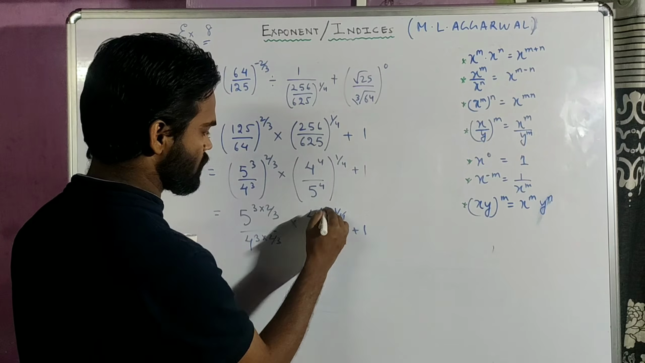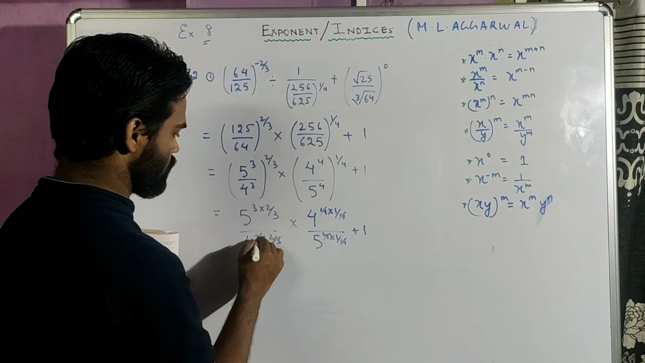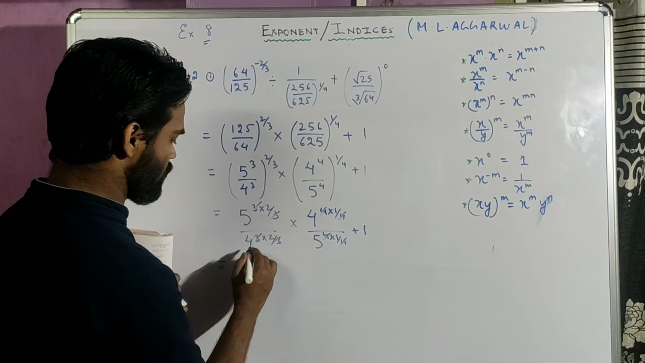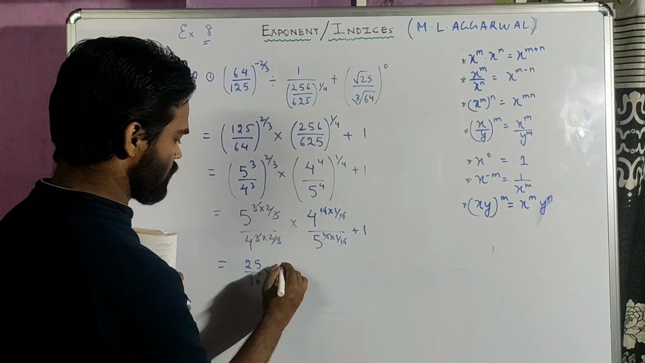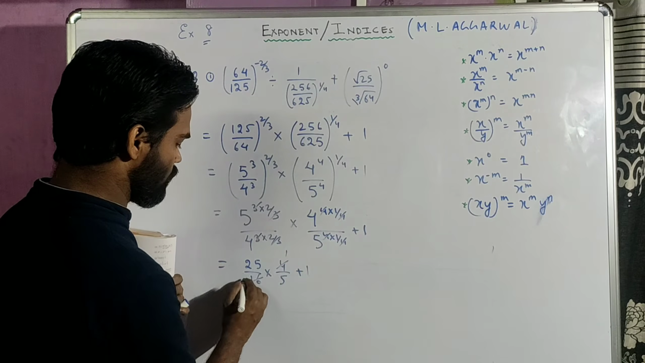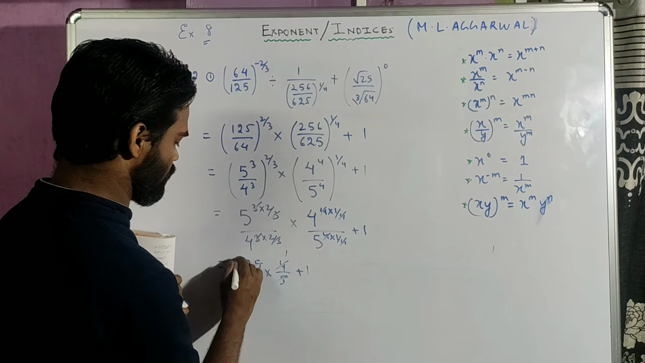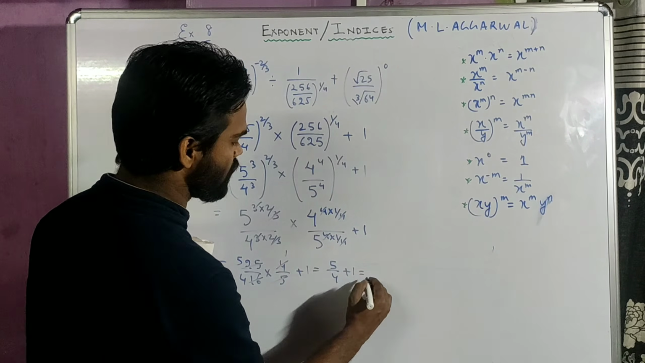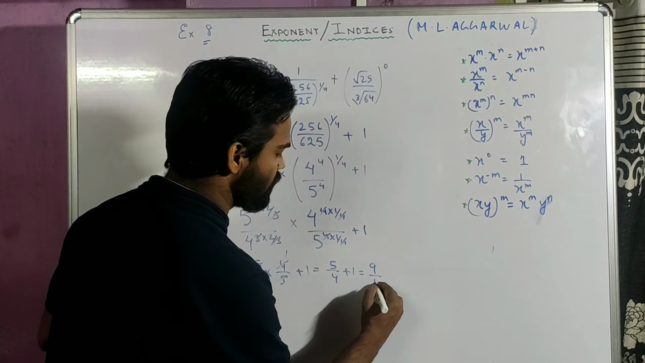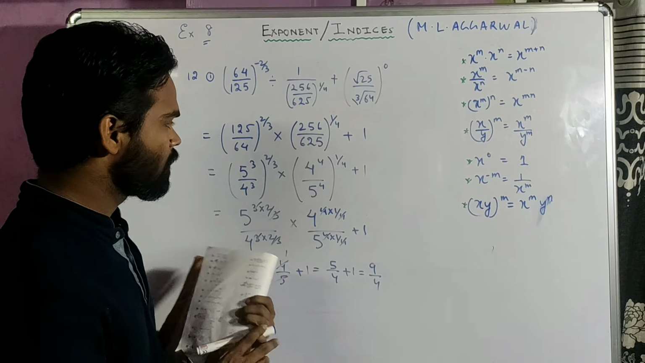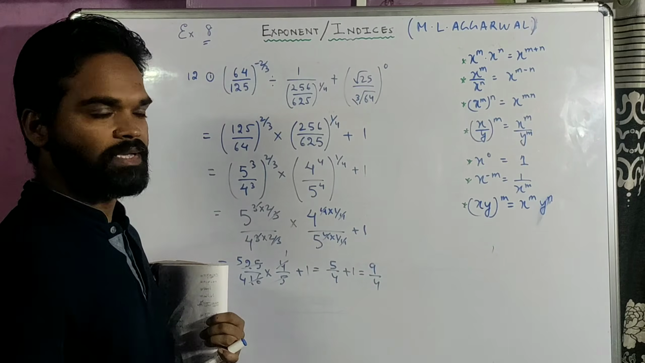Now this cancels out. So what is left? 5 square, which is 25. 4 square is 16. 4 by 5 plus 1. This 4 1, 4 4 times. 5 1, 5 5 times. So this becomes 5 by 4 plus 1. When you add it, it becomes 9 by 4. And that's my answer. Clear? You can pause the video and copy this sum.